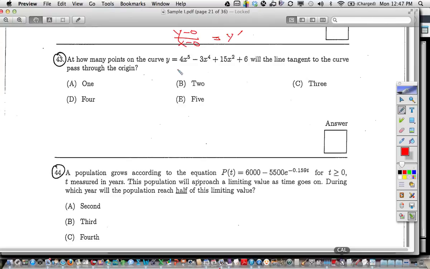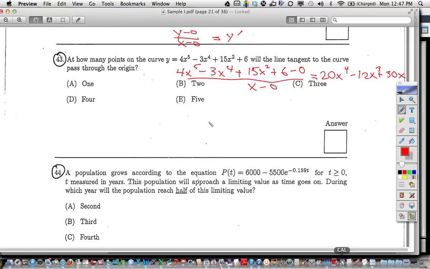So what's y? Well, that's this. So 4x to the 5th minus 3x to the 4th plus 15x squared plus 6 minus 0 all divided by x minus 0 has got to equal y prime, which would be 20x to the 4th minus 12x to the 3rd plus 30x, and you solve that on your calculator. That's how you would want to do this problem.